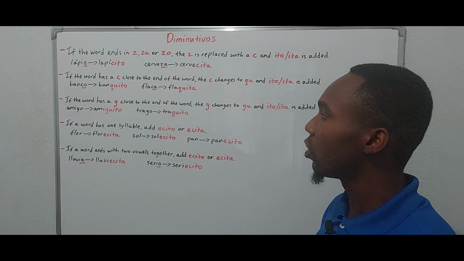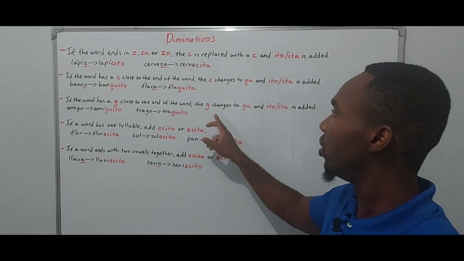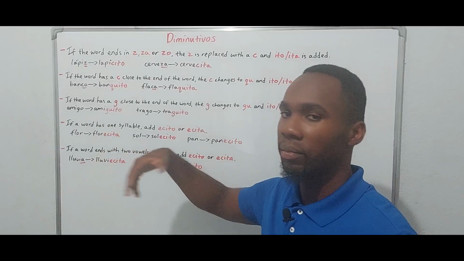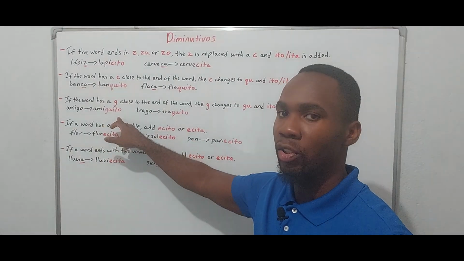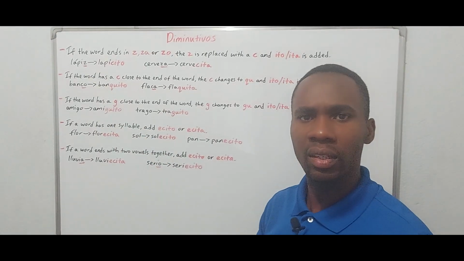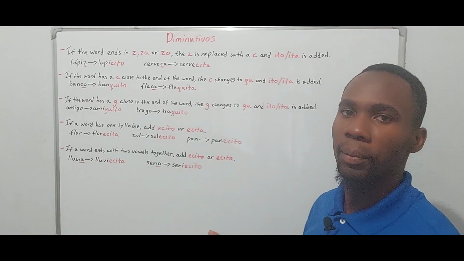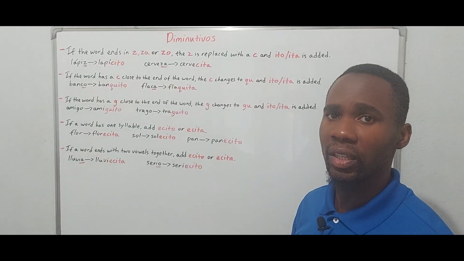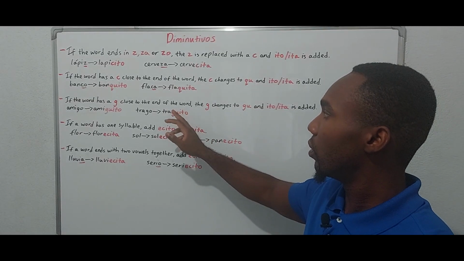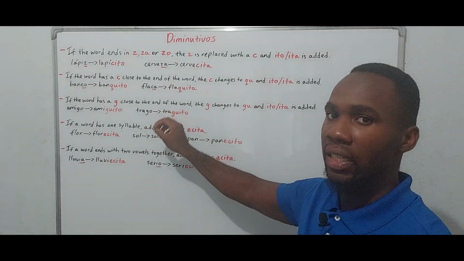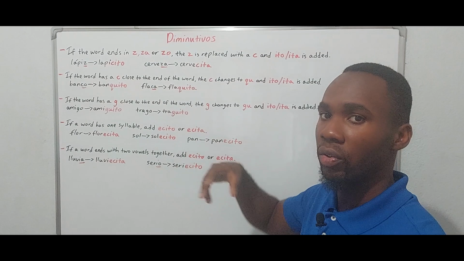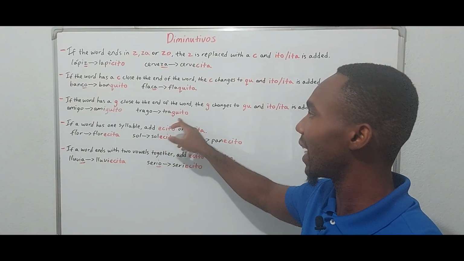If the word has a G close to the end of the word, the G changes to GU and ito or ita is added. So, amigo, my friend. Amiguito. I apologize if you can hear some hammer in the background. Neighbor is using a hammer. I sincerely apologize. So, amigo becomes amiguito. Trago becomes traguito. Trago would be a sip. So, traguito.